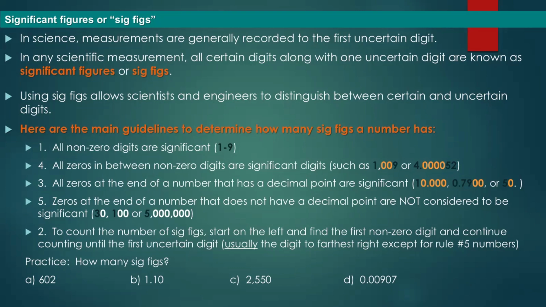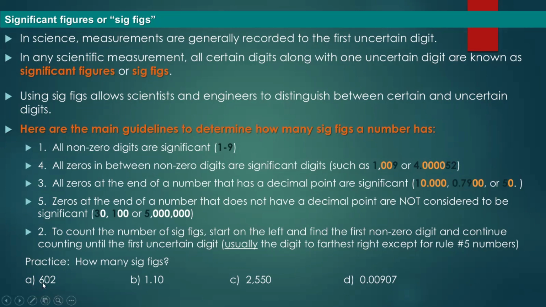And then number 2, to count the number of sig figs, we start at the left and work our way to the right and find the very first non-zero digit, and then keep counting until the first uncertain digit. So usually the digit that's on the farthest right, unless it's a zero without a decimal point, like for rule number 5. So let's practice on A, B, C, and D down here.